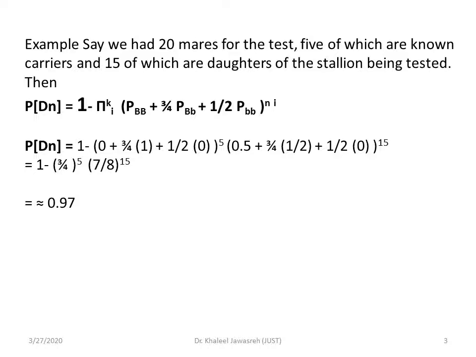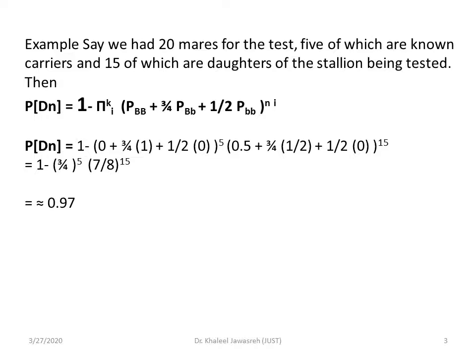Again, I will explain it again. By applying this equation, we do need to add 1 minus the product of the first mating with the second mating. The first mating is 5 of which are non-carriers. Since they are non-carriers, as we see here, the probability of being B capital is 0, the probability of being B small is 0, but all of them will be heterozygous, so we'll add 1. In the second mating, they are daughters of the stallion.